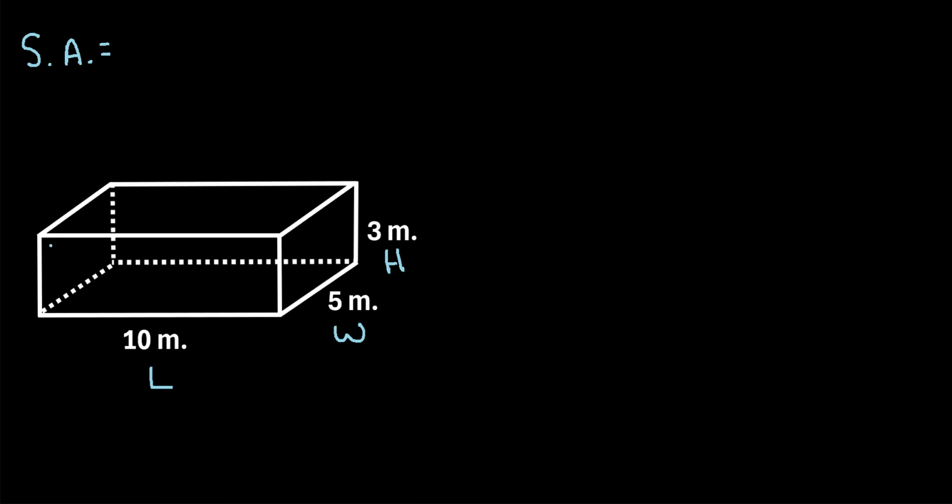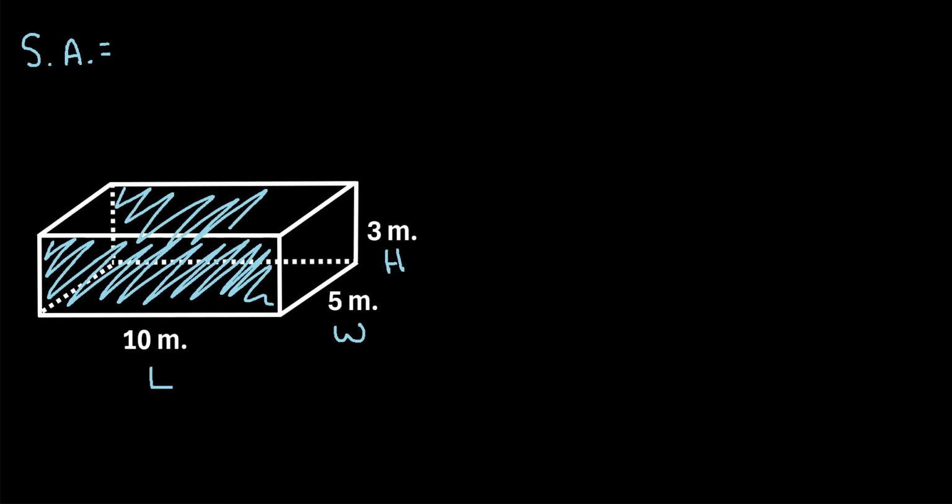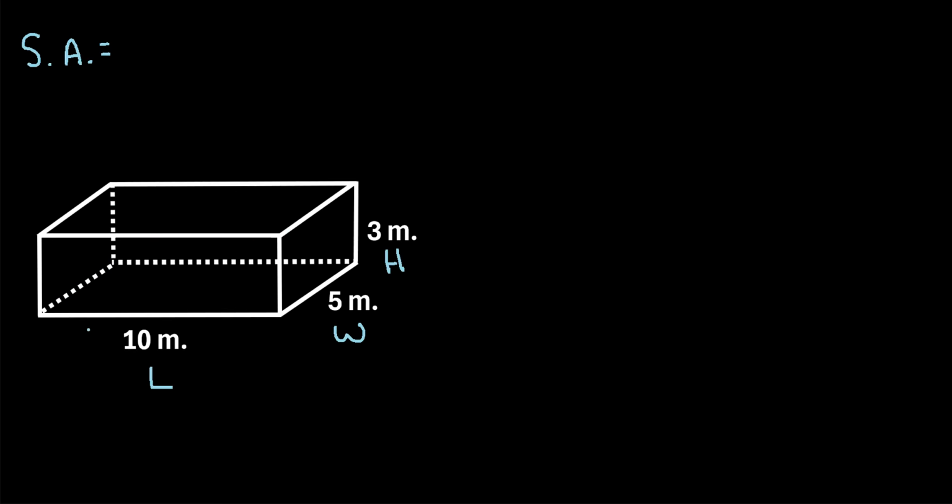We first need to find what is the surface area of this front rectangle right here. Well, what you'll notice is that this front rectangle is identical to this back rectangle. And the way that we can calculate the area of these is by taking the length times the height. And since we have 2 of these rectangles, it will be 2 times the length times the height. So we'll say 2 times L times H.